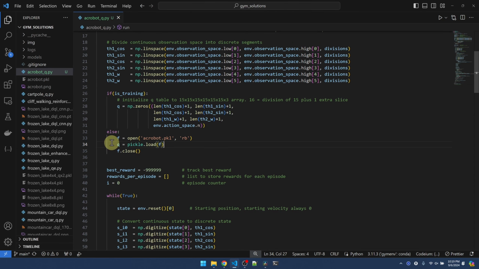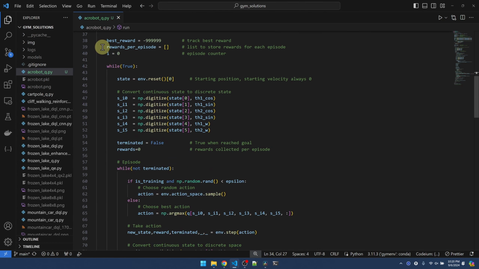If we are not training, we'll try to load the Q table from this file. Now we can start training. We'll use some values to keep track of the best reward that we achieved, and also this variable to keep track of the number of rewards that we have per episode. I is the episode counter.